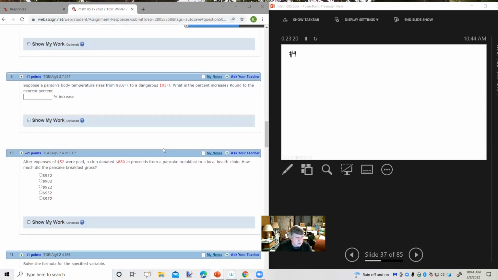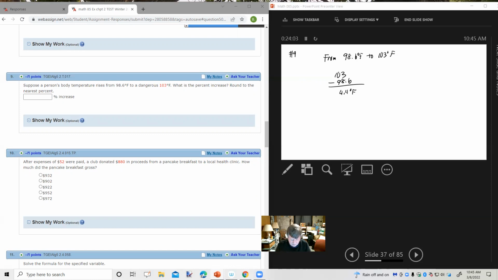Suppose a person's body temperature rises from 98.6 degrees Fahrenheit to a dangerous 103 degrees Fahrenheit. What is the percent increase, rounded to the nearest percent? Okay, so it goes from 98.6 degrees Fahrenheit to 103 degrees Fahrenheit. So the increase would be 103 minus 98.6. So the increase is 4.4 degrees Fahrenheit.